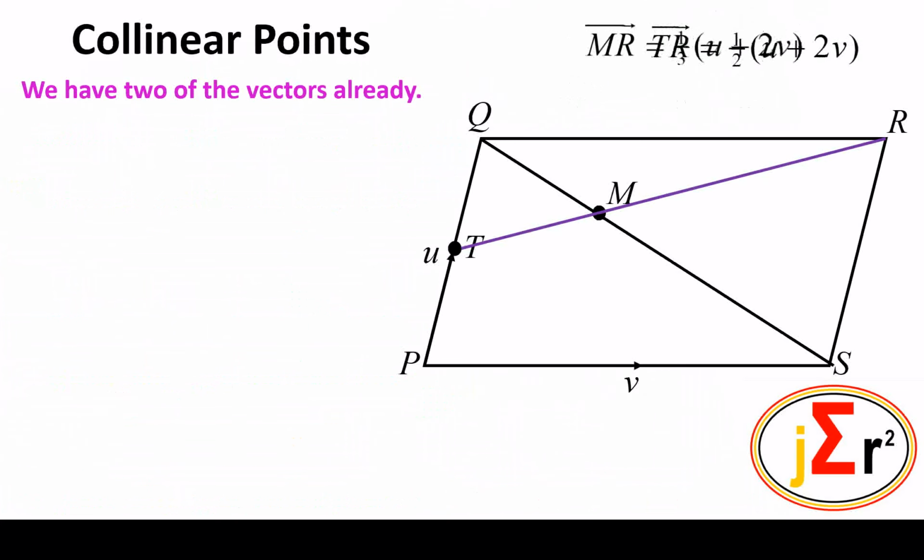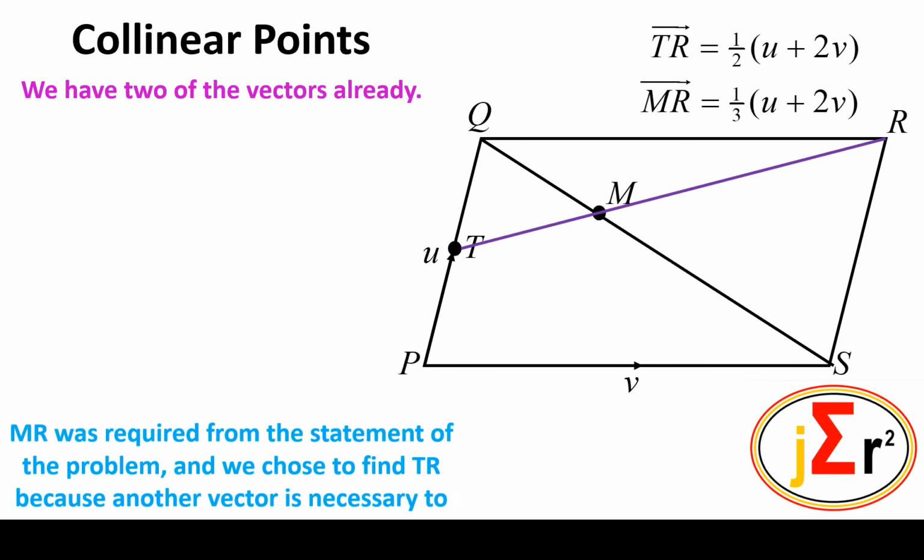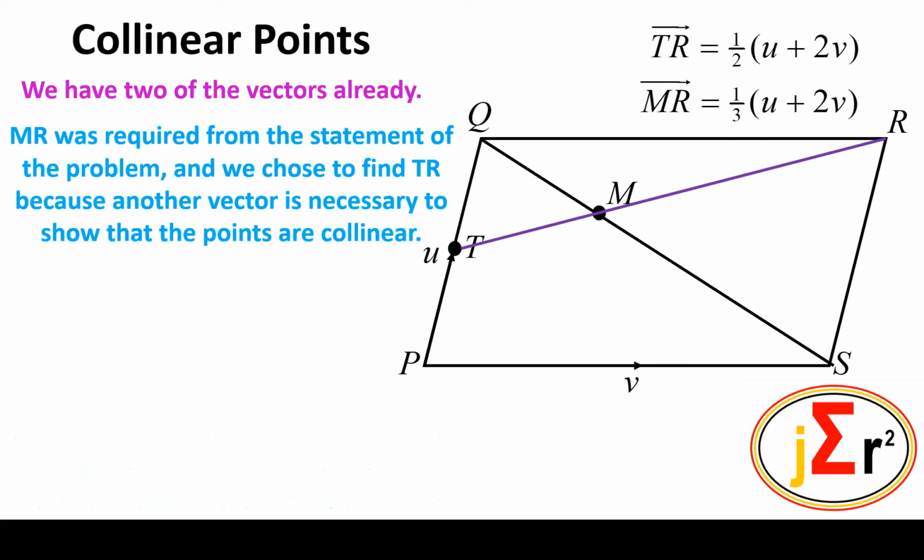The two vectors that we have already are TR, which we found from the previous slide, and MR, that we found from a previous audiovisual. MR was required from the statement of the problem, and we choose to find TR. TR is the one that we chose to find in order that we can show that the points are collinear. But MR was a requirement of the statement of the problem.